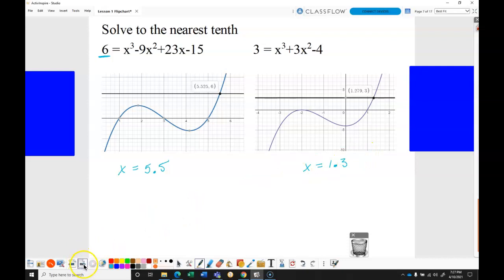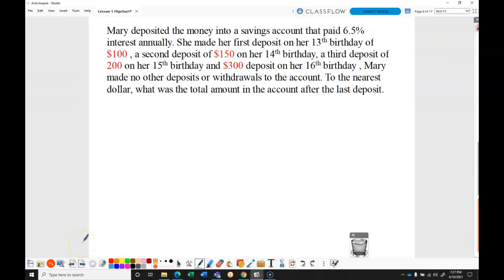All right, next up, this is that depositing money. So Mary is depositing money into her savings account that paid 6.5% annually. She made her first deposit on her 13th birthday of $100. Okay, so 13, we have $100. A second deposit of $150 on her 14th birthday. A third deposit of $200 on her 15th birthday. And the last deposit of $300 on her 16th birthday.